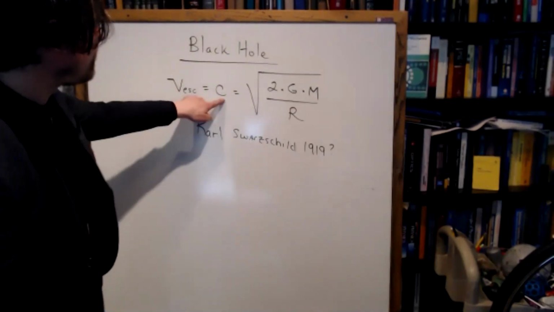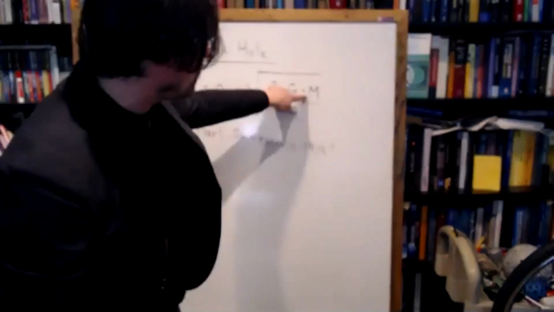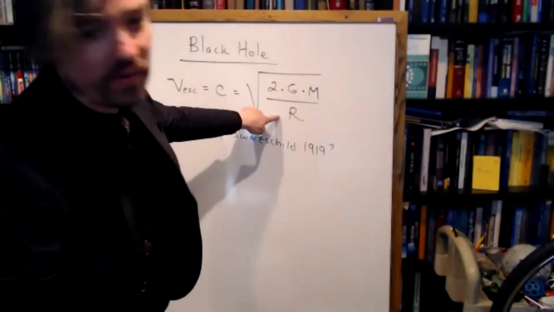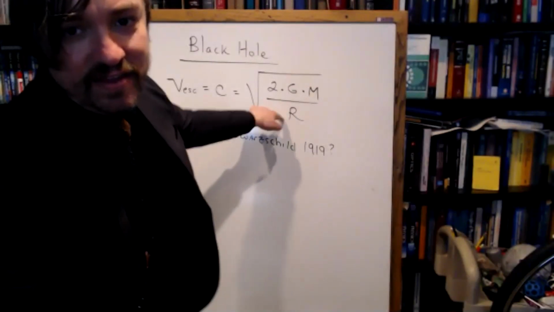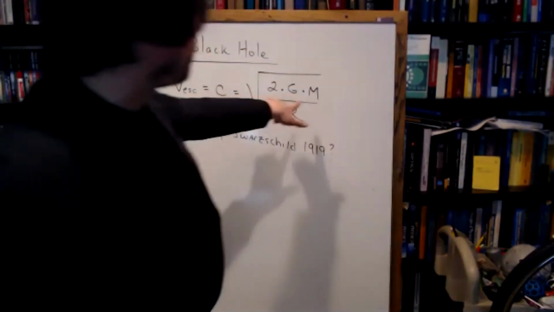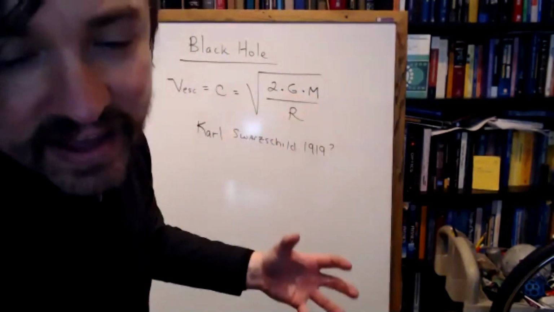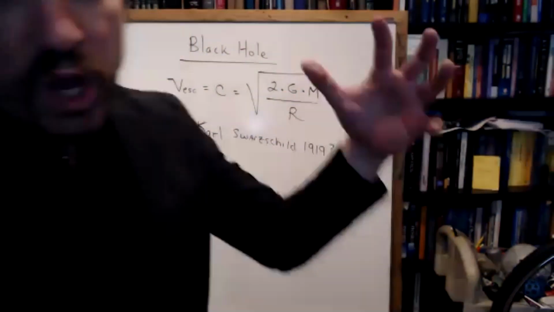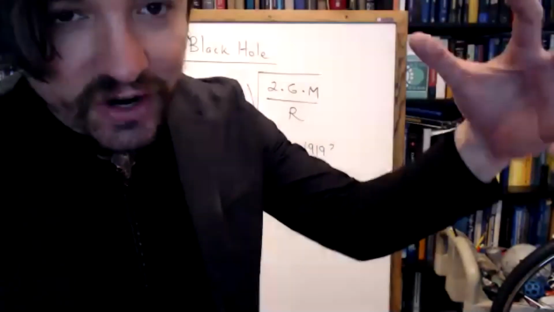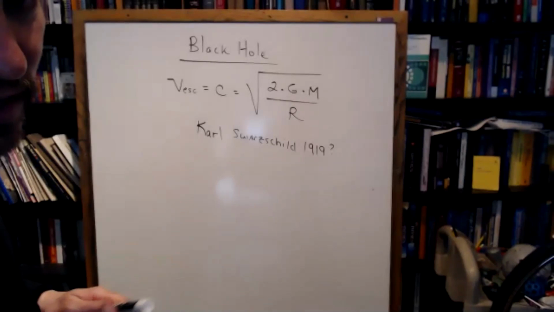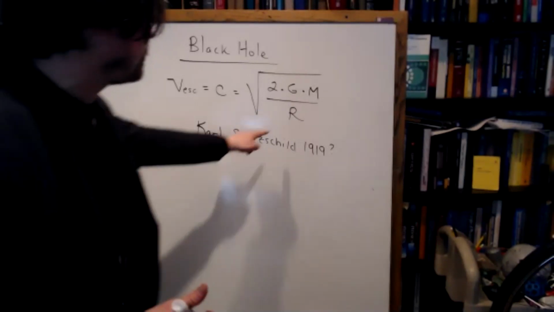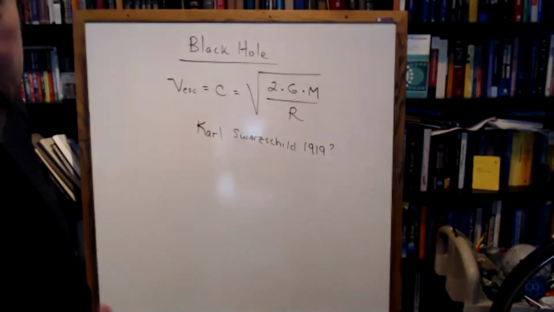If I set this equal to the speed of light, I can choose to solve for the mass of the black hole in terms of the radius. But Karl's idea was to solve for the radius and say, if I have a black hole of this many solar masses, if it's 3 solar masses, what will be the boundary of no return, the radius of the event horizon that light cannot escape from? So which one of you guys has the algebra skills to solve for the radius here?